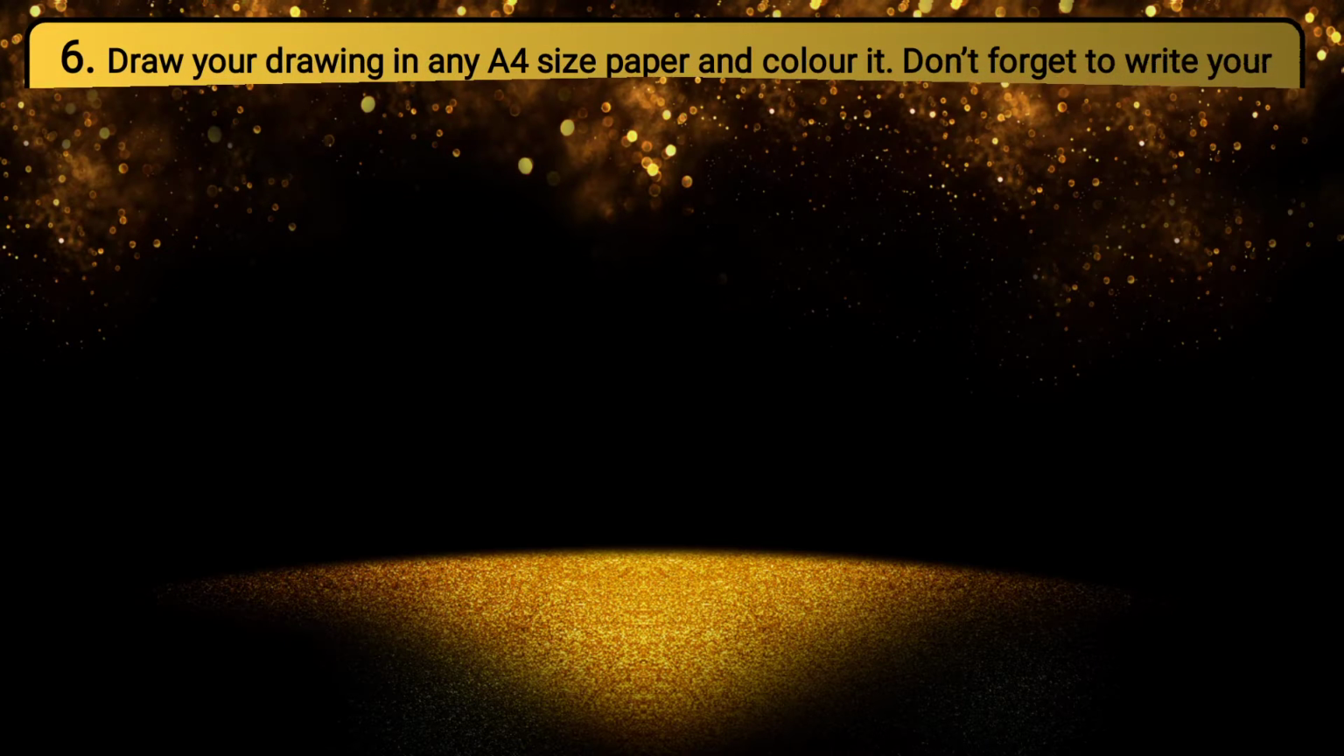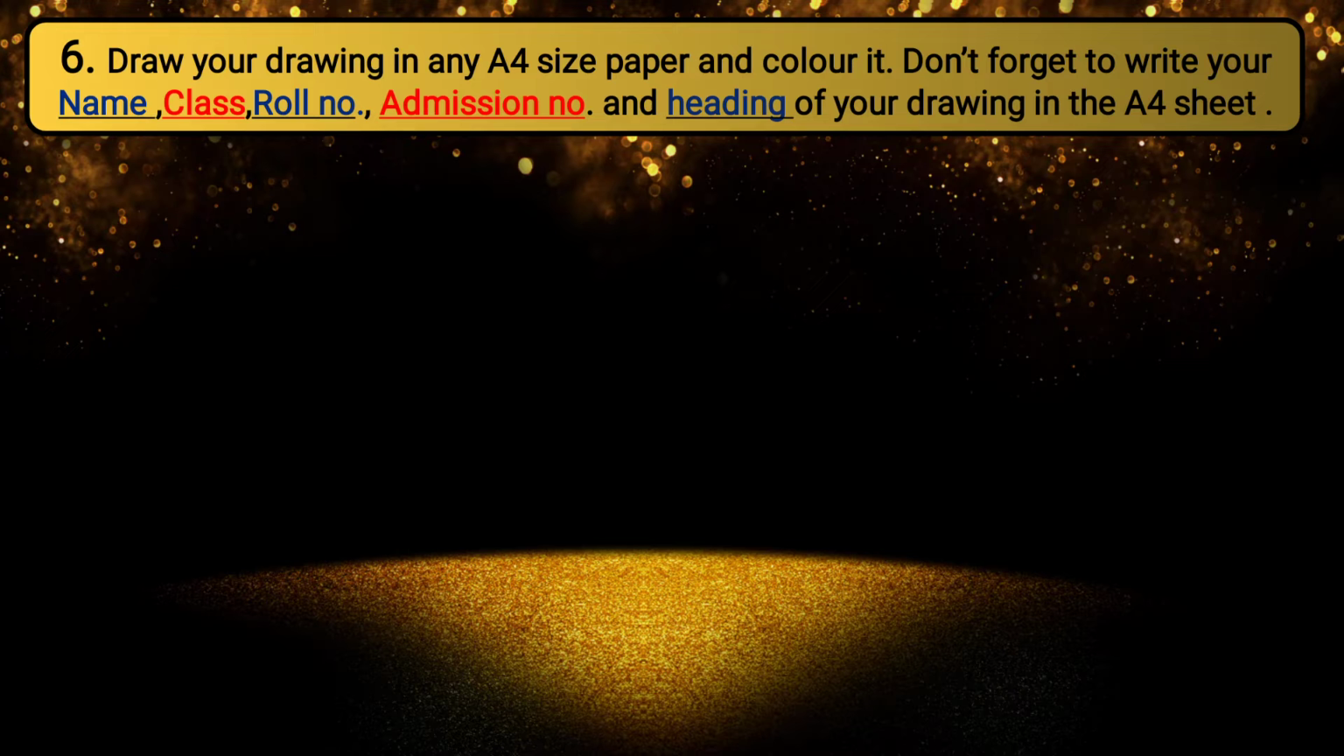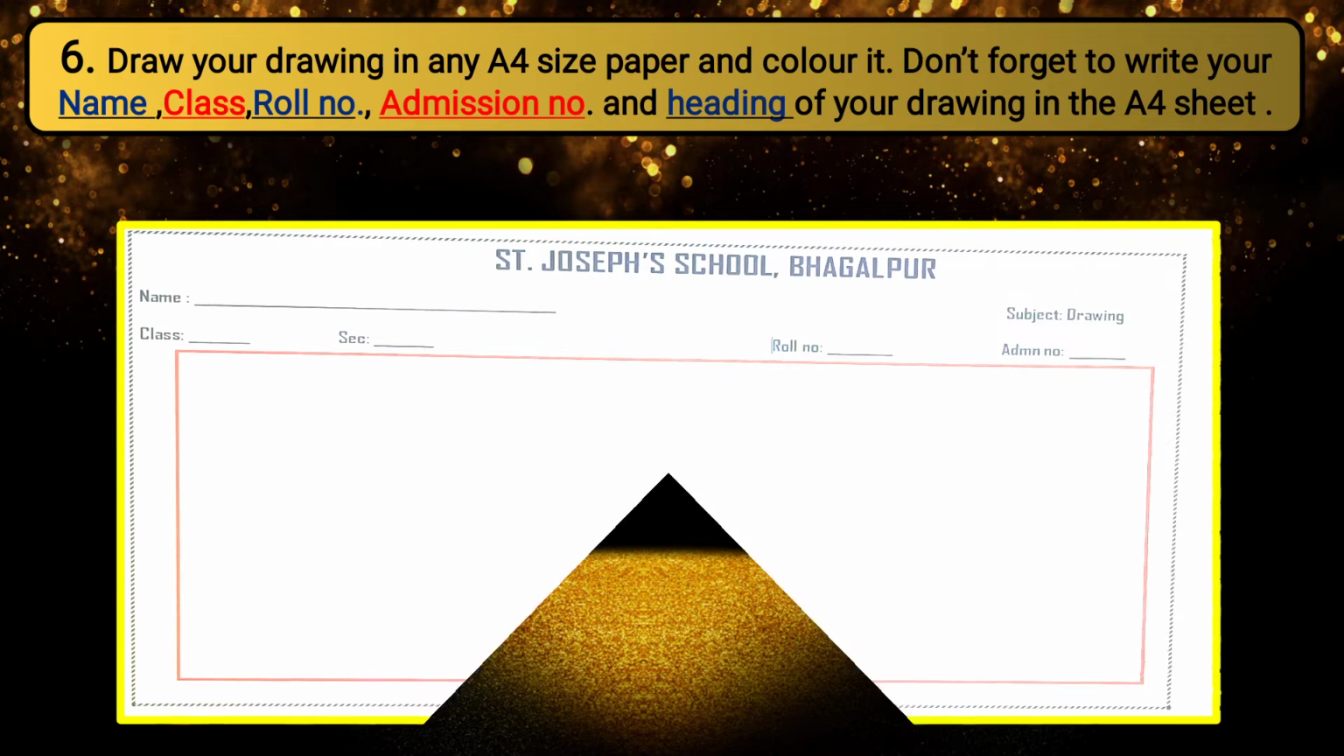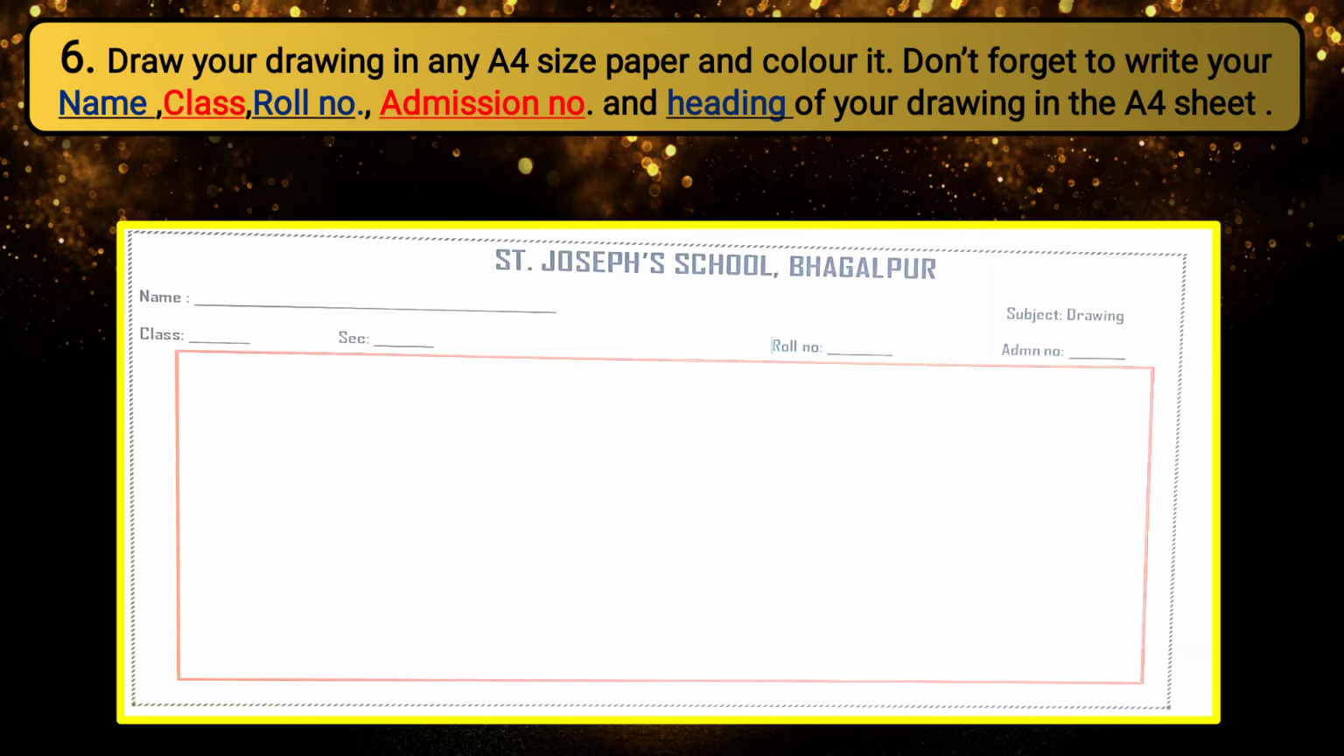So now what you have to do is take an A4 size paper, any plain A4 sheet you can take. You have to first write your name, class, roll number, admission number and a heading on which topic you want to draw. Okay. After that, you have to draw your drawing and color it nicely. After drawing on the A4 sheet, you can take a picture of your drawing sheet in advance.